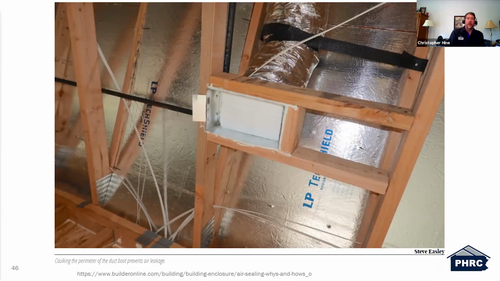Here's another photo from that same article, Air Sealing Whys and Hows, by Steve Easley, showing some duct work that's blocked out. It's completely blocked out, and then it's sealed all the way around those framing members.